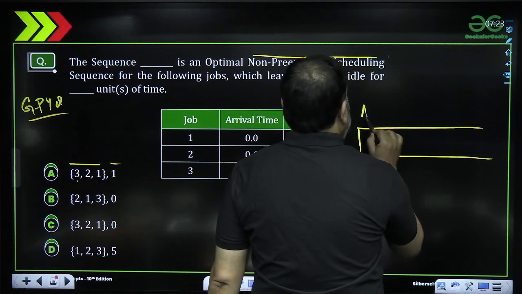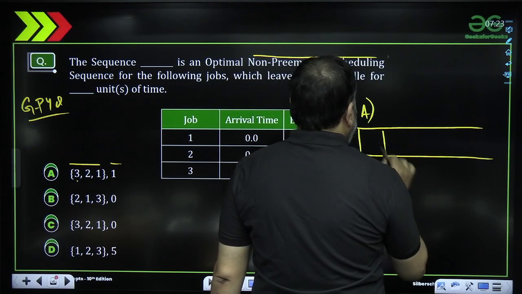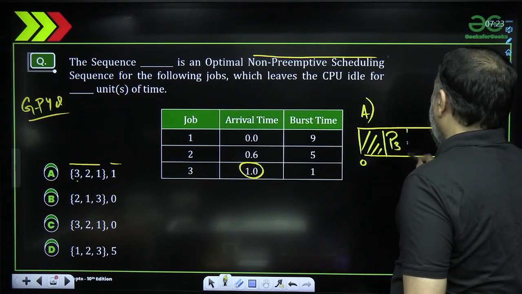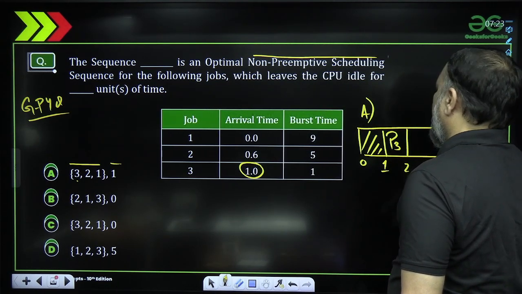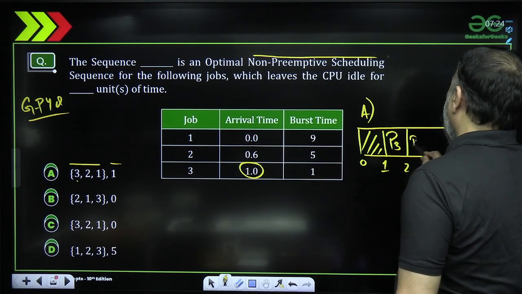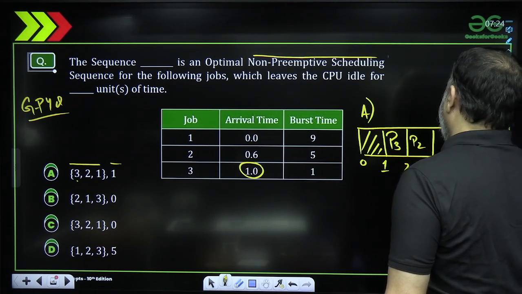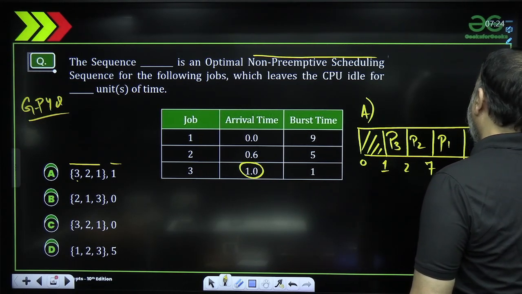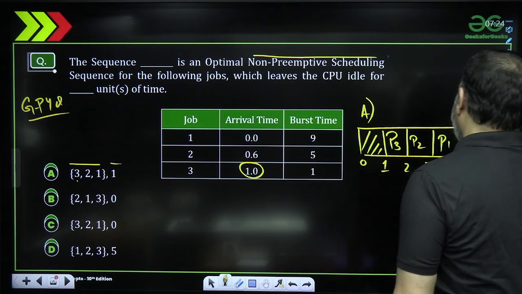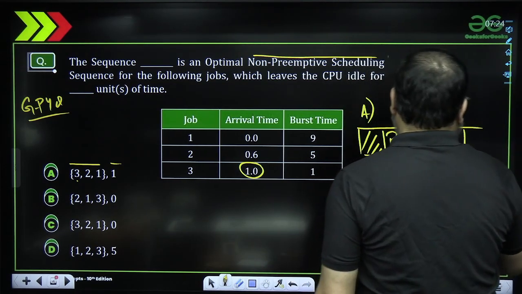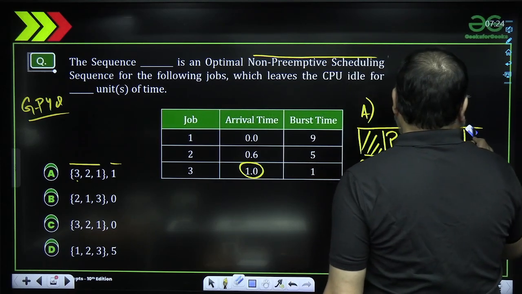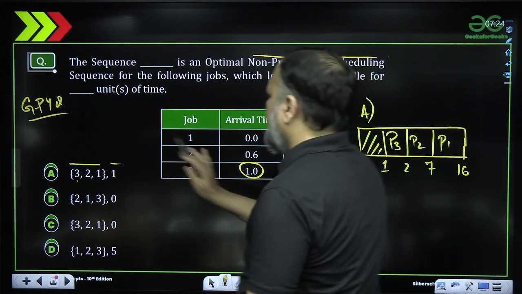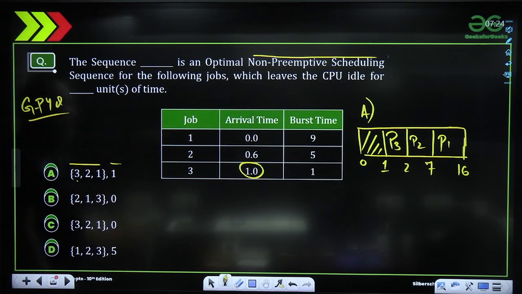Look at this. I am preparing the Gantt chart for option A. From 0 to 1 I am keeping it idle. And after that I am going to start with P3. P3 needs 1 unit of time because it is non-preemptive, so it completes at time 2. Thereafter we are completing P2, taking time of 5, so 2 plus 5, 7. And then thereafter we are taking P1, right? P1 needs 9 units, so therefore 16. This is the Gantt chart for option A. Is it not? So this is a possible schedule, but is it optimal or not? We have to verify. We will check.